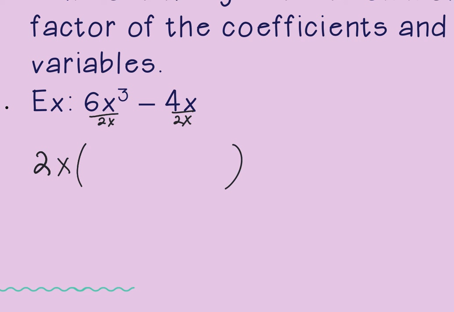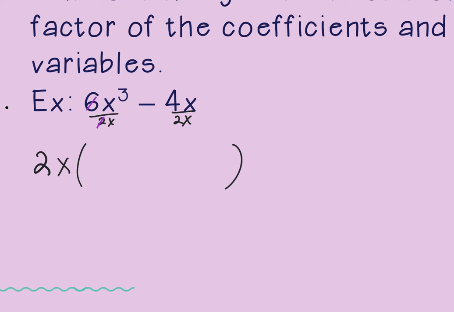Wait, why are we doing this? Isn't that simple? So now we're working the other direction. That is simplified, but when you factor, you take it out the other way. Yep. We're factoring out the greatest common factor. So we're taking out what's common here.